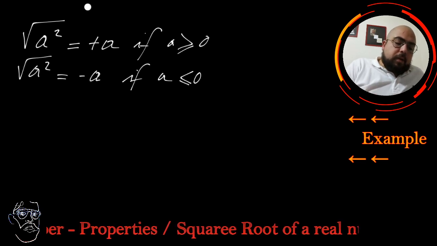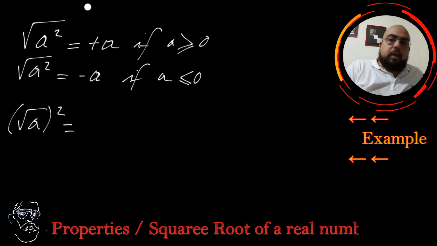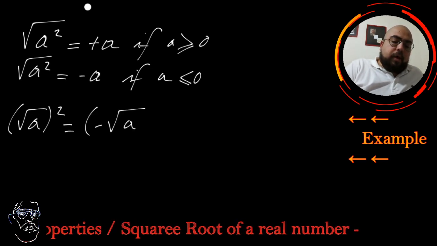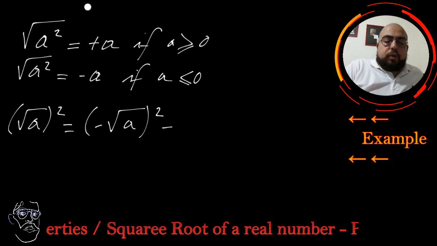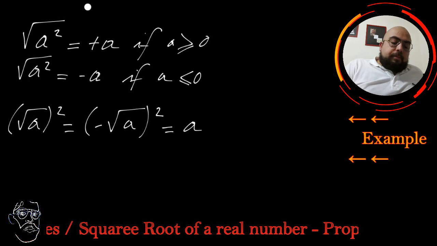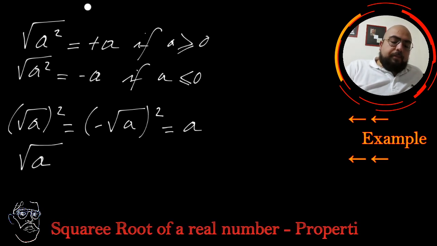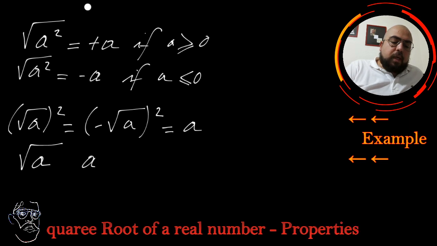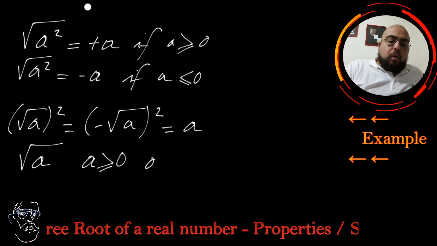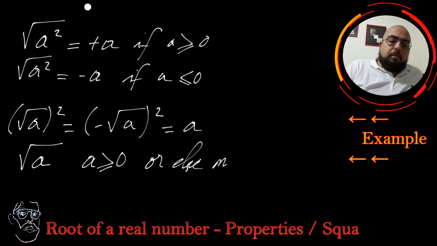Okay? Similarly, you have square root of a to the power of 2. It can be written as minus square root of a to the power of 2, which is a. Whenever we're going to talk about the square root of a, it's very important to say that a should be positive or equal to 0, or else it will be meaningless.